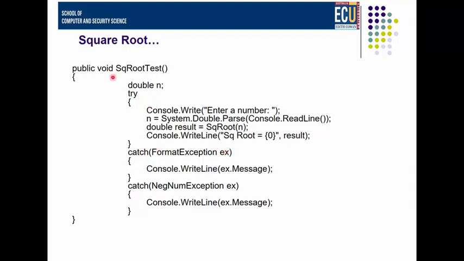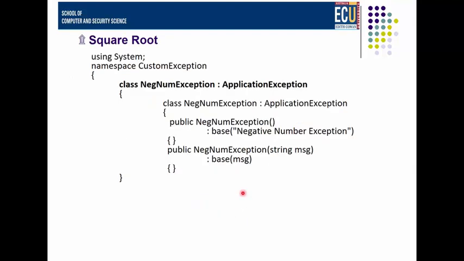For example, this is a square root program, and we don't want the user to enter a negative number. If the user enters a negative number, then NegativeNumException would be raised, and we are creating an object over here which is EX. As soon as this catch block triggers, the EX object would be created, and EX.message would be written on the console. In this case, I did not pass any message to the EX object, so by default this message would be displayed to the user.